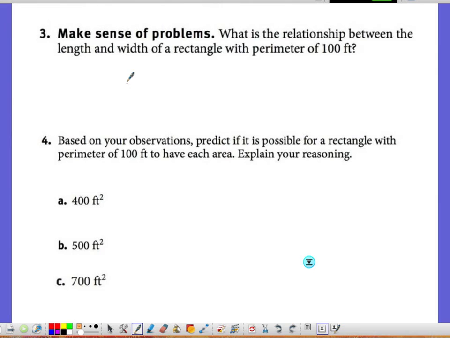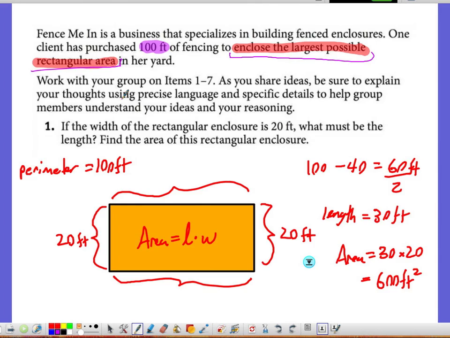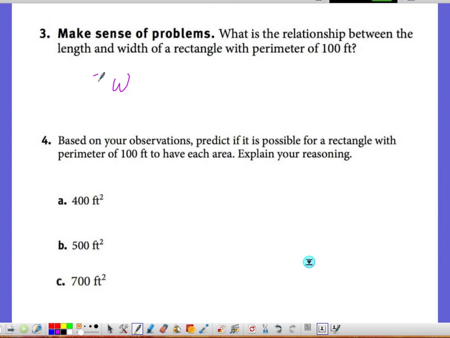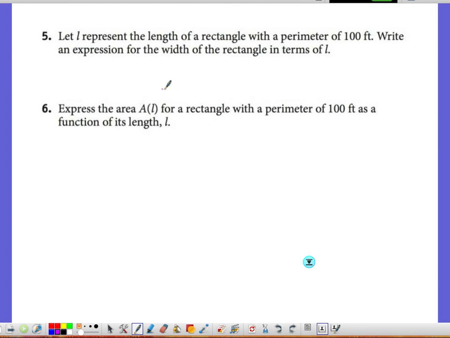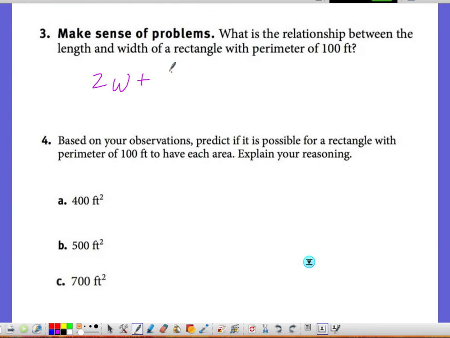By the way, here it's basically asking you what the equation for the perimeter of a rectangle is. Well, simply, if my width is 20, then I have to multiply that width by 2 and add it to the length, which I have 2 lengths, and that should give me 100. That's basically the relationship.